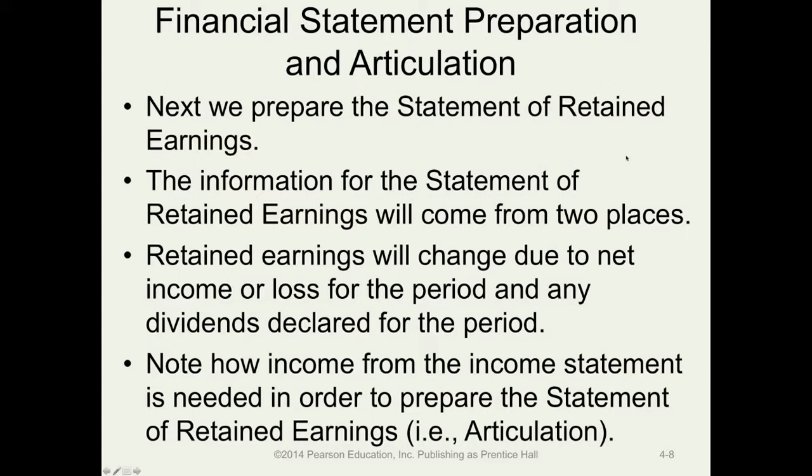Now, when we think about the articulation, the next thing we need to do is to move net income for the year into the statement of retained earnings. And of course, we know that the change in retained earnings will be based off of two transactions. One would be all of the transactions that affect net income, and the second is the dividends. So the information from the statement of retained earnings will have to come from two places. Those two places are, of course, the income statement for the income for the year, and the dividends will come from the trial balance.